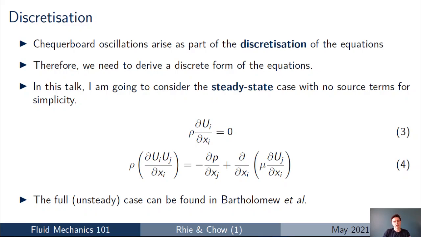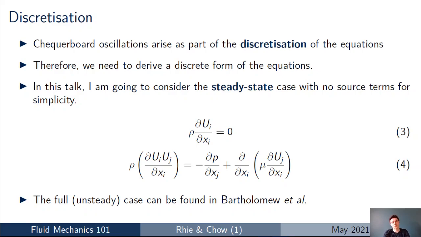The first thing to understand with checkerboard oscillations is that they arise as part of the discretization of the momentum equations. So in their continuous form, as they were presented on the previous slide, the momentum equations aren't going to result in checkerboard oscillations. The checkerboard oscillations arise when we discretize those equations, depending on the method that we use for discretizing them.